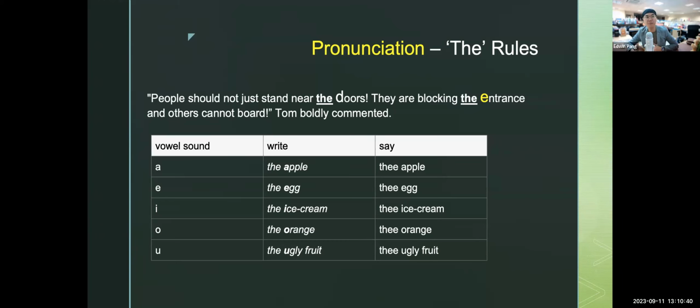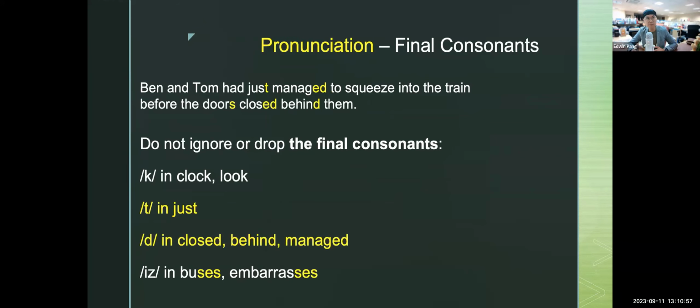The entrance. So people should not just stand near the doors. They are blocking the entrance and others cannot board. Tom boldly commented. Can you all hear the and the? Yeah, all right. So it's pretty obvious, right? Okay. So that's the THE rule.